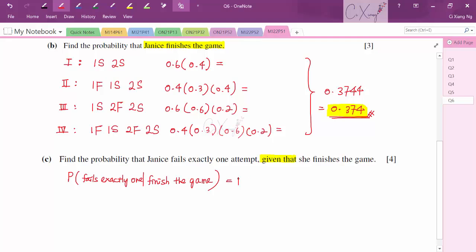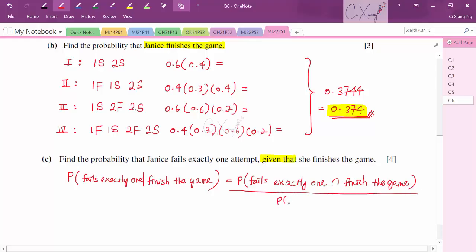Okay, so according to the definition for conditional probability, you need to find out the probability that Janice fails exactly one, intersect with she finished the game, divided by the probability of she finished the game. So this is actually the definition for the conditional probability. Okay, so how to calculate the probability that she fails exactly one, but at the same time she finished the game?